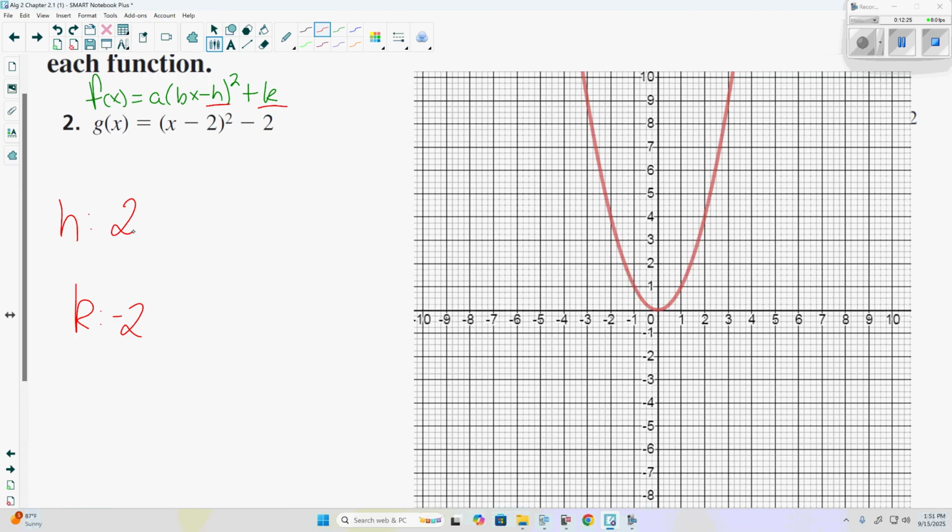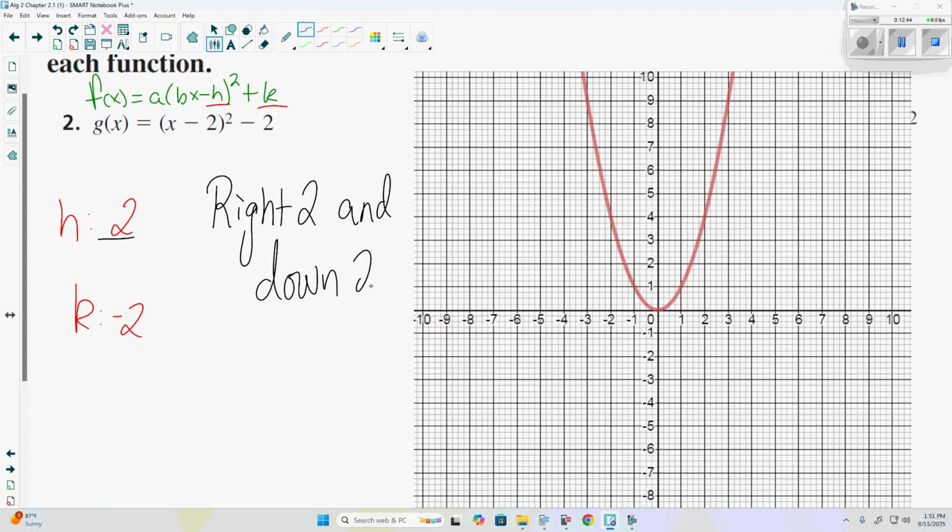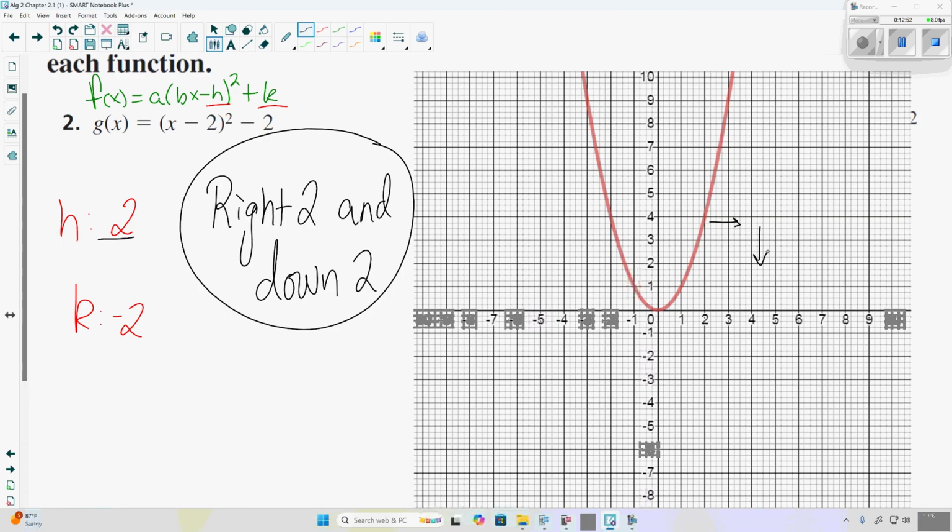And now that we have this, we can describe the transformation. Our h value of 2 tells us we're moving 2 units to the right, or we can say right 2. And k tells us up or down, and that would be down 2. So that means every point on this function would move right 2 and down 2.